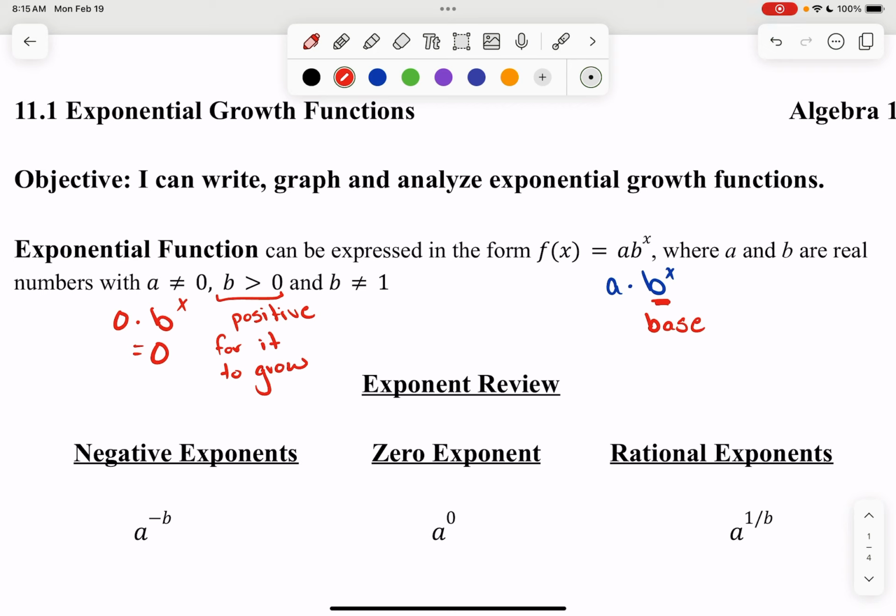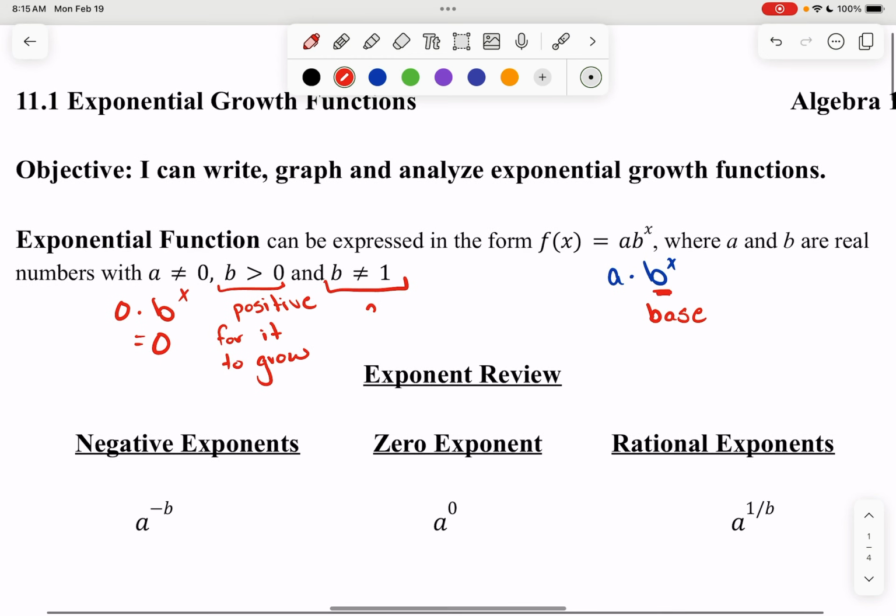Well, if I'm multiplying negative numbers multiple times, it's going to give me way negative, so smaller. Okay, and this last one, b cannot be 1. Because if b is 1, I'd have a times 1 to the x. 1 to any power is just 1. So then again, this would just be a constant function. It wouldn't grow. And here we're looking at growth functions.